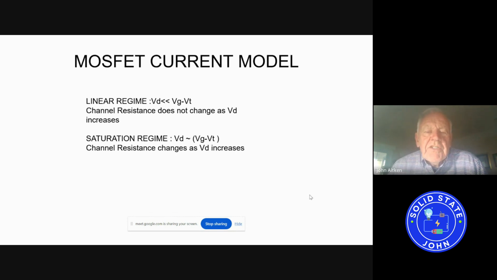In the saturation regime, where the drain voltage is comparable to the difference between the gate voltage and the threshold voltage, the channel voltage changes as VD increases. We'll talk about that in more detail as we go along and add some understanding to it.